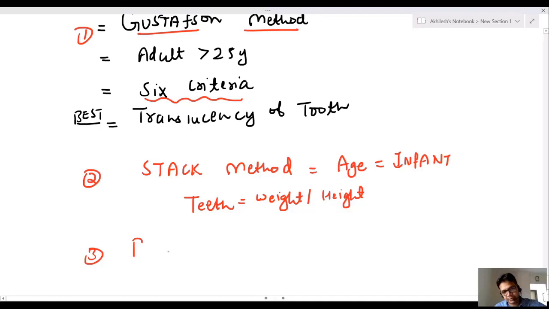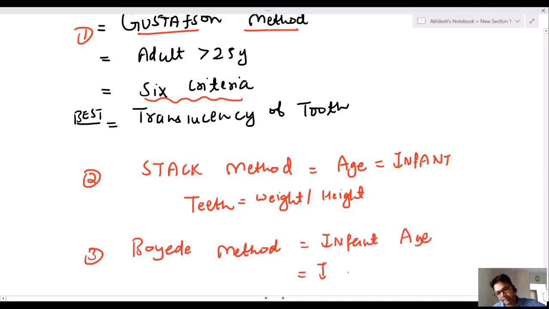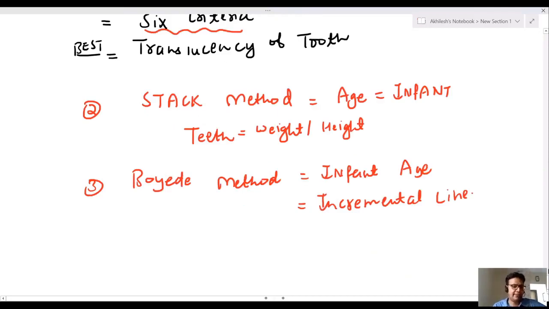Boyd method, same. The Boyd method is also used for infant age, by incremental lines. By incremental lines, this is known as the Boyd method. And fourth, the Lemendine method.